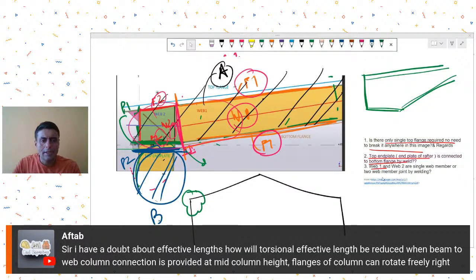Engineer Aftab is asking, I have a doubt about effective lengths. How will the torsional effective length be reduced when a beam to web column connection is provided at mid column height? Flanges of column can rotate freely. Yeah, that's right. So what you are saying is actually given in the AISC code.